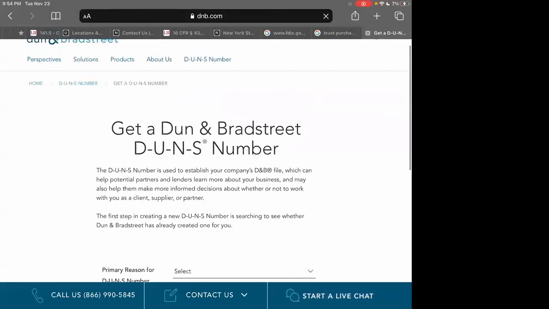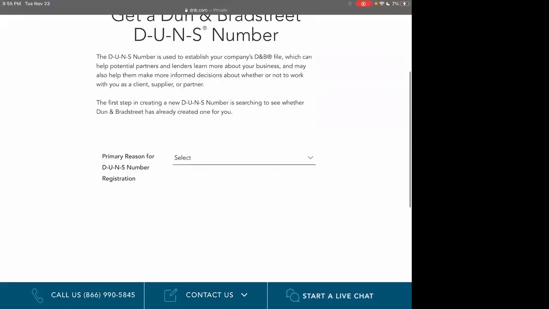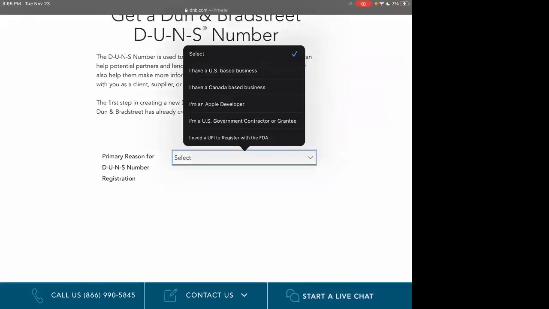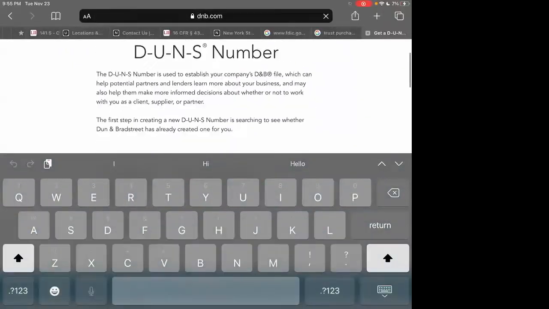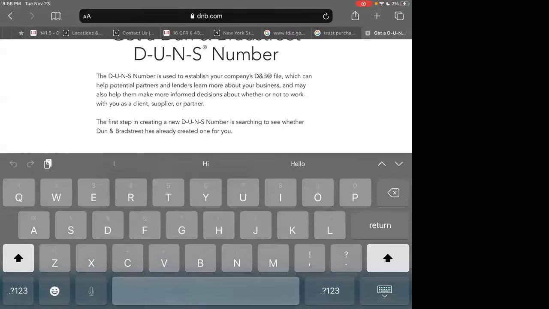So, get a Dun & Bradstreet number. All right, primary reason for D-U-N-S number registration: I have a US-based business. Now, it doesn't make any sense to try to get a D-U-N-S number for your trust. Now, you can if you want to. I'm not saying don't, but if you were going to do that, then you need to go to the foreign Dun & Bradstreet website, because your trust is foreign and D-U-N-S numbers in this sense are for domestic businesses.